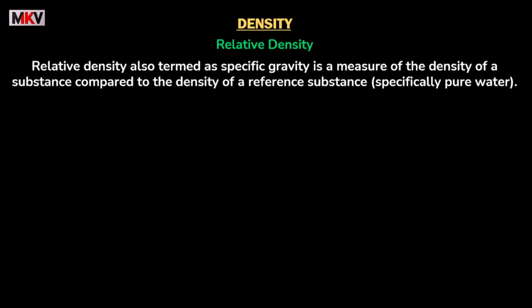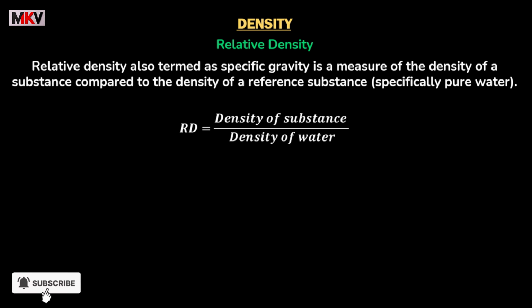Now let's look at the relative density of a material. Relative density, also termed the specific gravity of a material, is the measure of the density of a substance compared to the density of a reference substance, specifically pure water. So if you take the density of a material and compare it to the density of pure water, we term that the relative density.